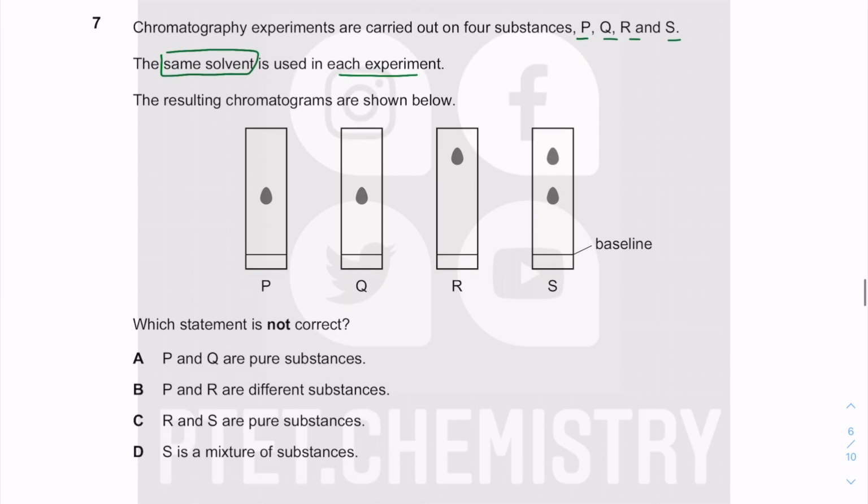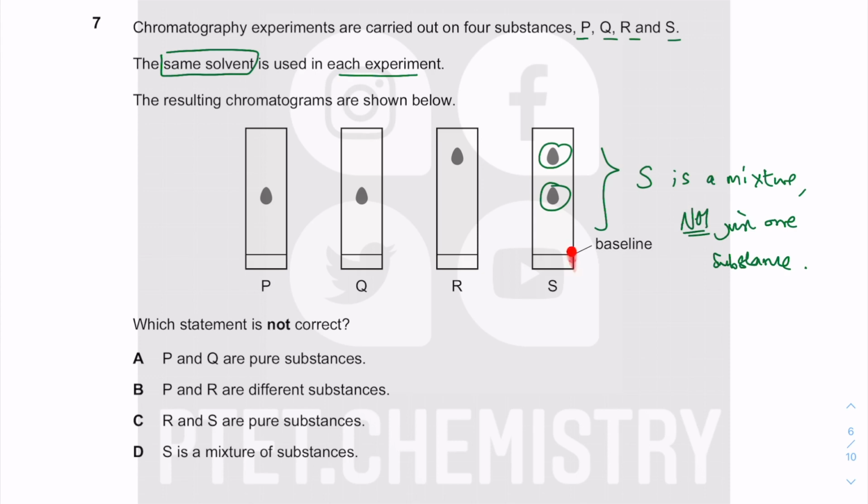Okay. So here you can see P only gives you 1 spot, same with Q, same with R, but S gives you 2 spots. S gives you 2 spots because S is a mixture, not just one substance. It has more than one substance mixed together. That's why when you do chromatography, they will separate out, because the two substances have different solubility in that particular solvent.